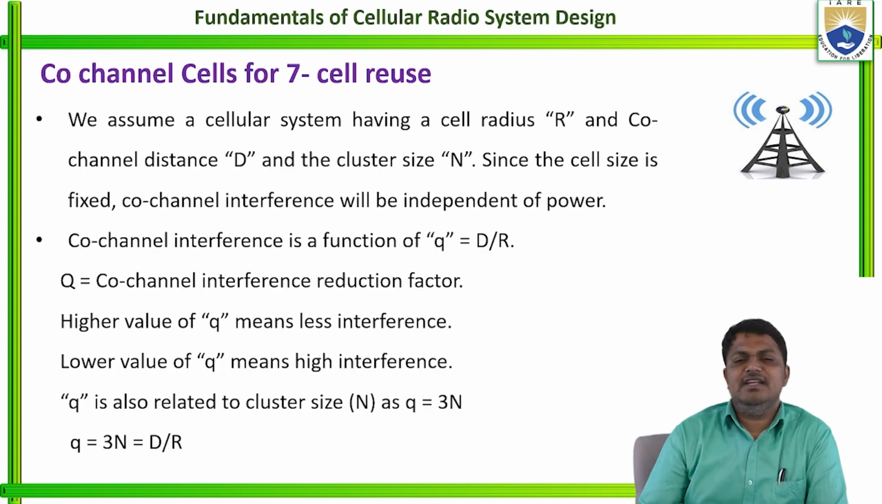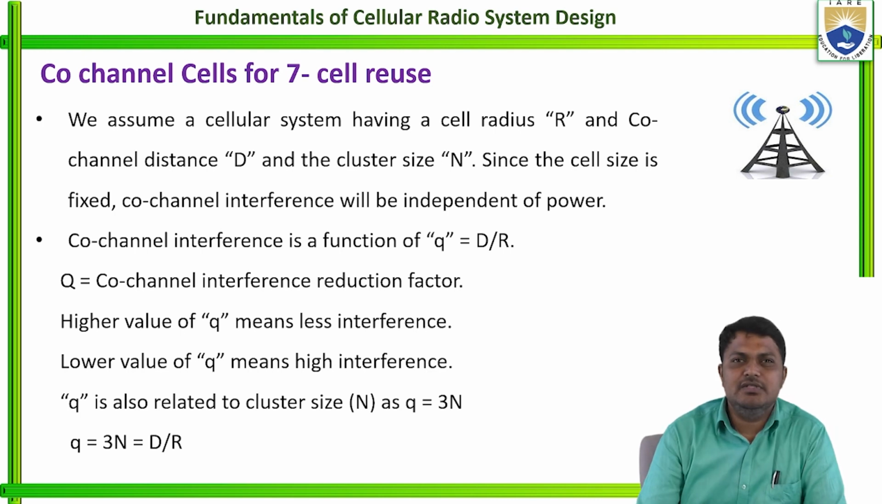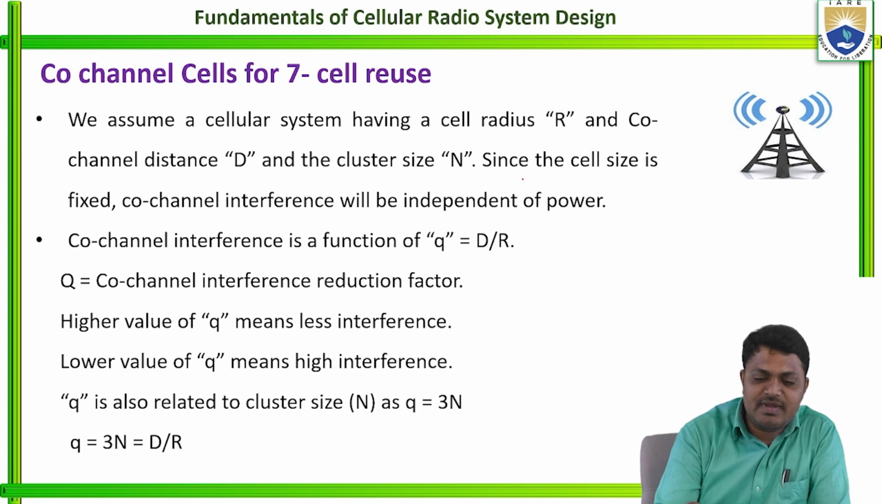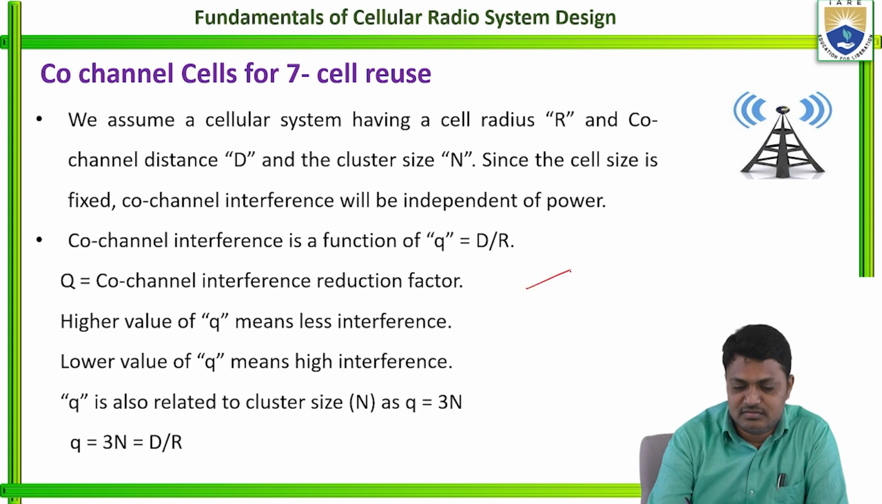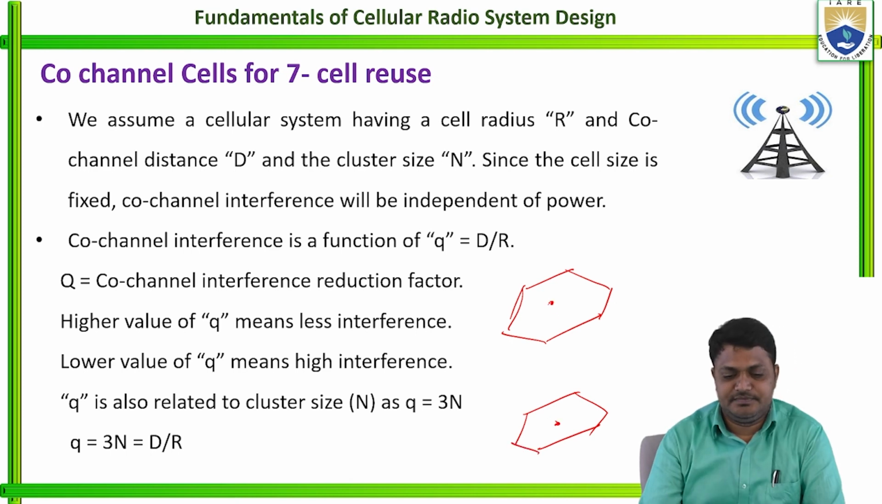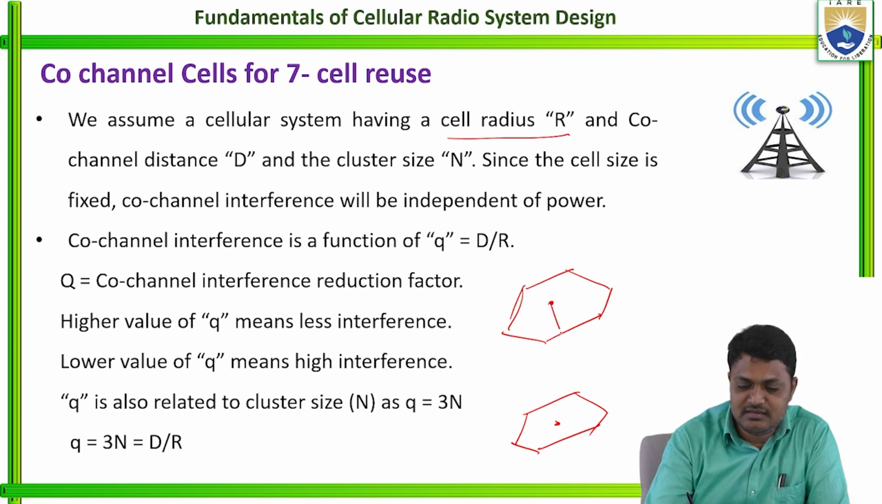Then the co-channel cells for 7-cell reuse. We are discussing frequency reuse in co-channel cells for 7 cells. So we assume a cellular system having a cell radius. This is one cell and here is another cell. We have images, but before going to that we will discuss this. The cell radius is R. This is the cell radius R and here it is also R. Then the co-channel distance from this cell to this cell is the distance D.